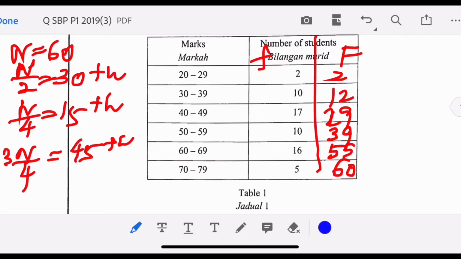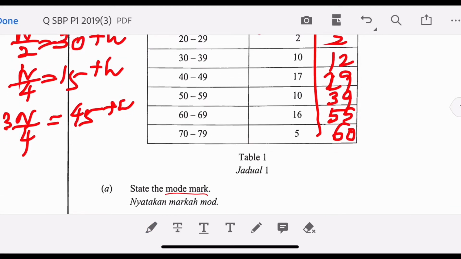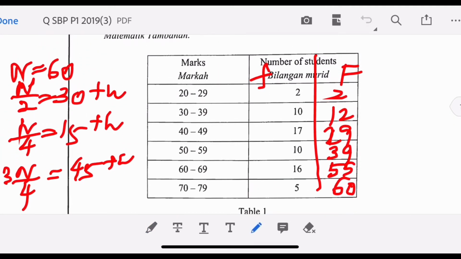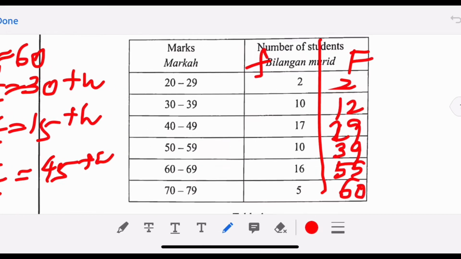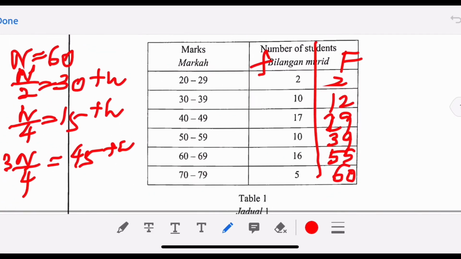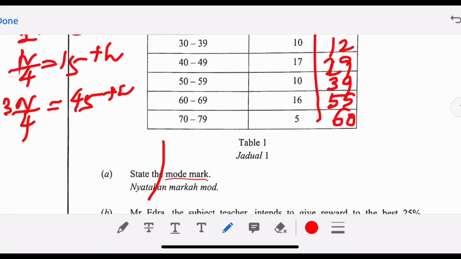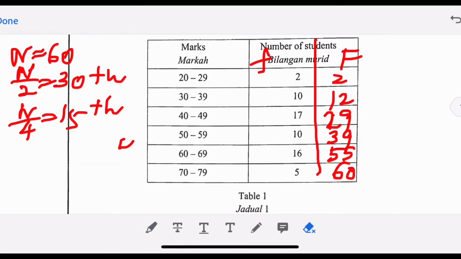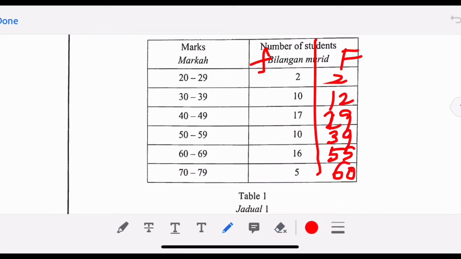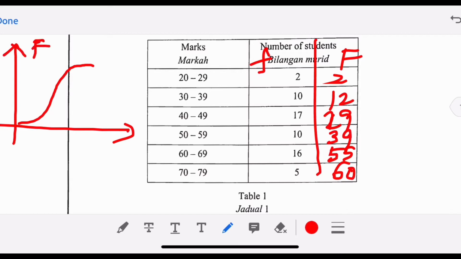So the 45 lies between which class interval? You go to the frequency table. By looking at the big F, 45 is actually within 55, right? So 45 is within 55. So we will choose 60 to 69 as our third quartile class. Based on 60 to 69, we will do the calculation.